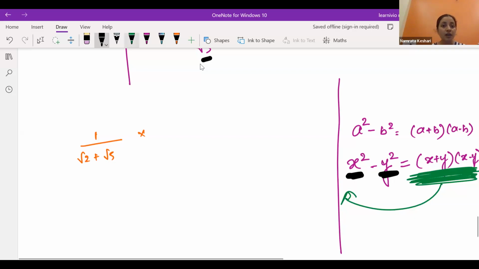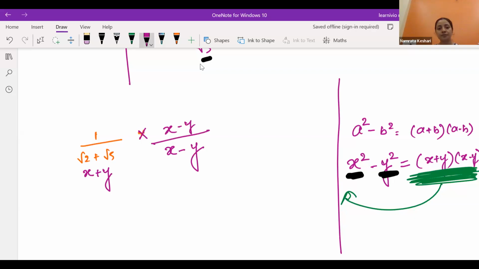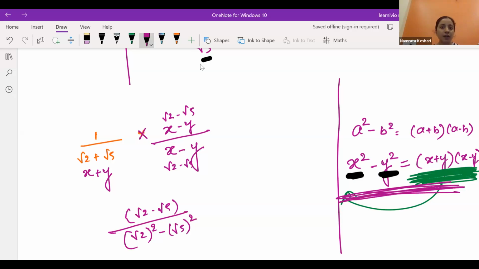And hence here we need to do the multiplication. Since it is in the form of x plus y, we need to multiply x minus y over here, right? That is root 2 minus root 5, and here also root 2 minus root 5. Due to that, the numerator will be just root 2 minus root 5, and the denominator will be root 2 square minus root 5 square. Just the formula I have written. Is it making sense, the denominator part?